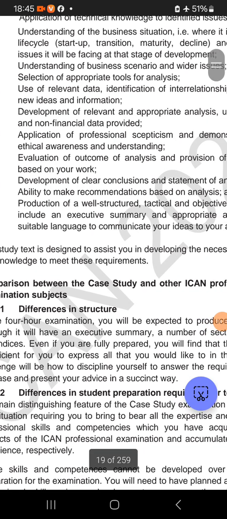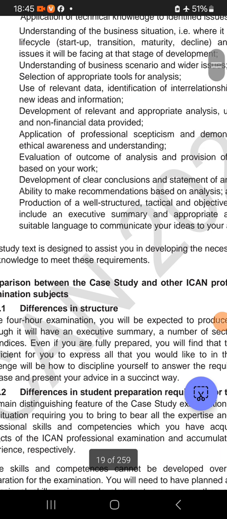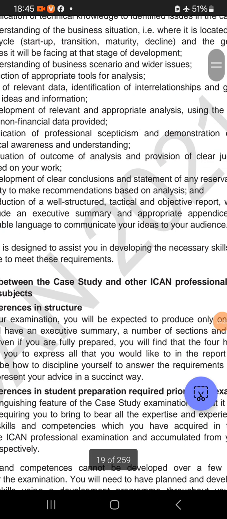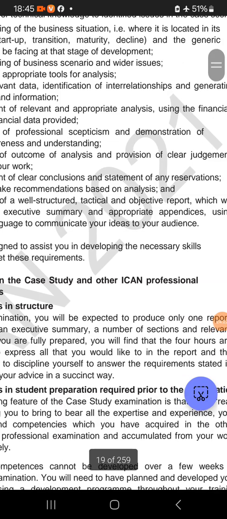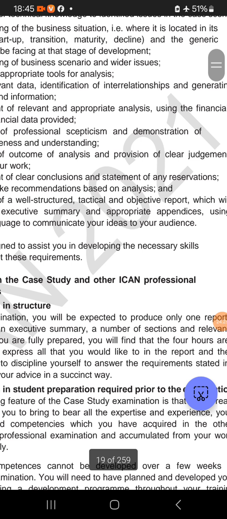So the last but not the least here is that you must be able to produce a well-structured, tactical, and objective report. Now, I will give you a guide. We're still going to do a video on what is called an answer plan. Your answer plan will help you to make your work sequential. It will make your work flow in order. It will make whoever is the user of the report able to interpret it well and relate with it appropriately.